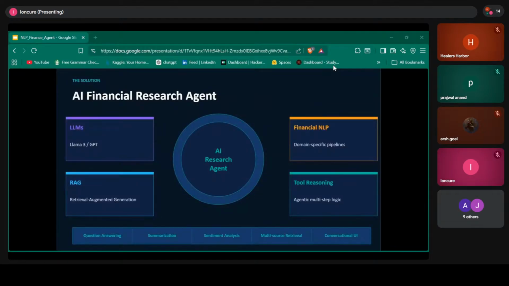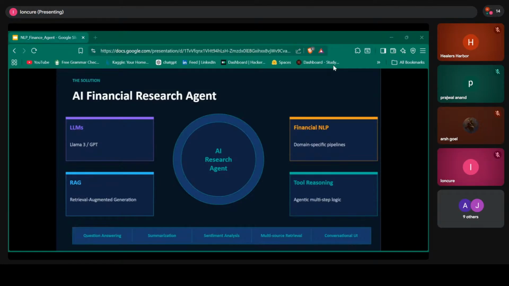So, what exactly is the system? At its core, it's an intelligent research assistant that sits at the intersection of several powerful technologies. You have a large language model, in this case, Llama 3 or GPT, providing the reasoning and generation capabilities.